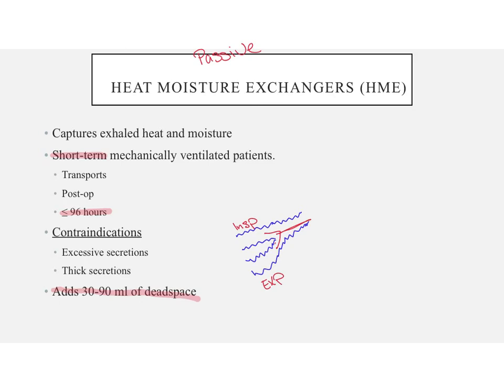You want to place your HME somewhere here because it's between the Y, and then this will go to the patient's endotracheal tube. So if you're having to give a patient medication by neb or MDI while they're on the vent and they have an HME, you should remove the HME because it can filter out the medication.